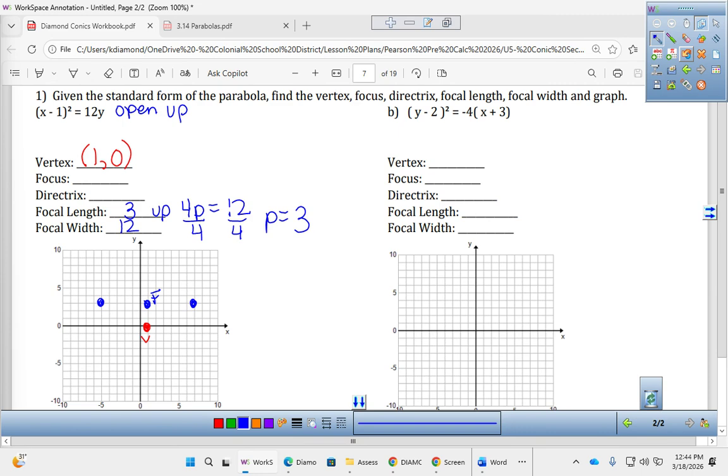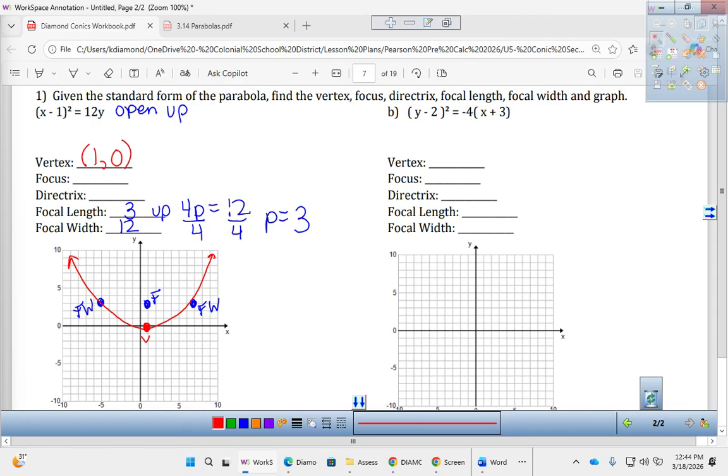So at this point, we can technically graph the parabola. The parabola is going to go through the focus. So this is a focal width point and a focal width point. My graph itself is going to go through the vertex and the focal width points. And it looks like that.